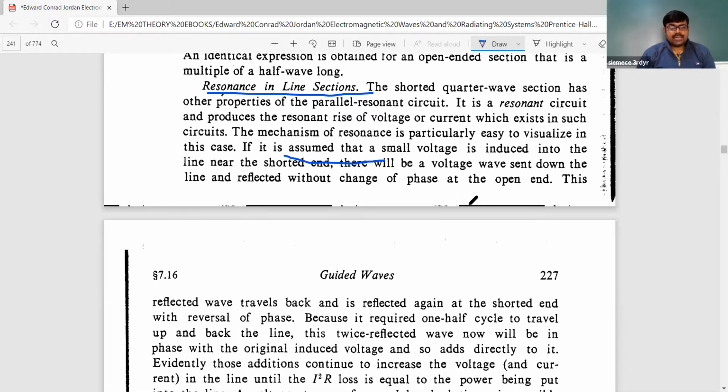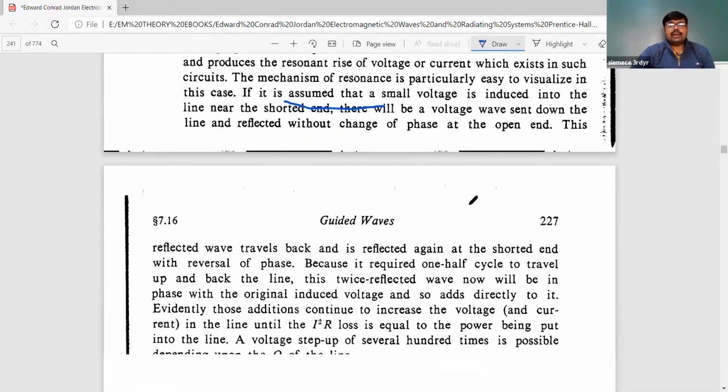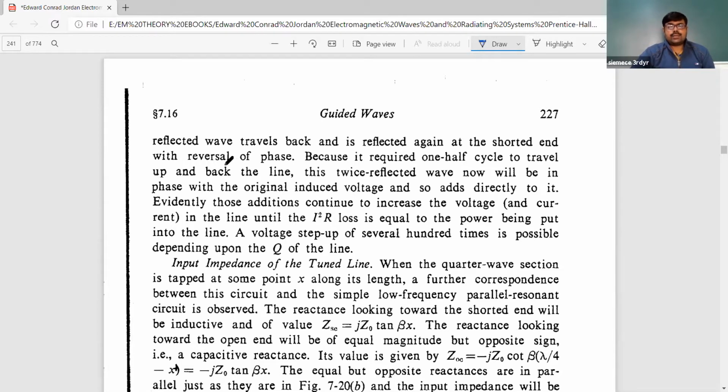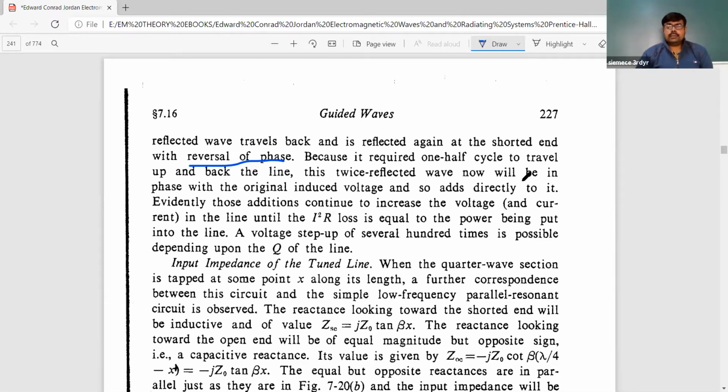This reflected wave travels back and is reflected again at the shorted end with reversal of phase. Because it requires 1/2 cycle to travel up and back the line, obviously lambda by 2 each way, the reflected back signal will be there. So this twice reflected wave now will be in phase with the original induced voltage.